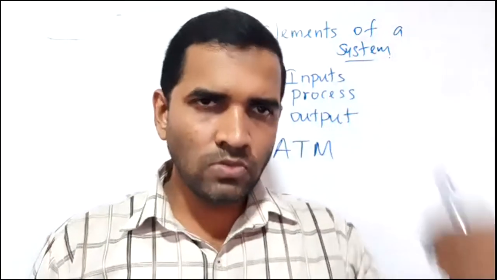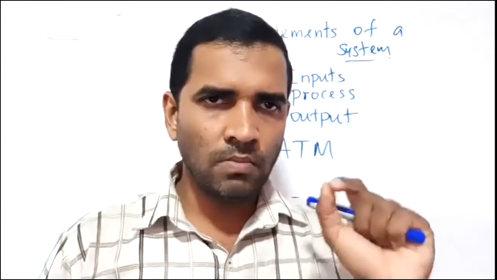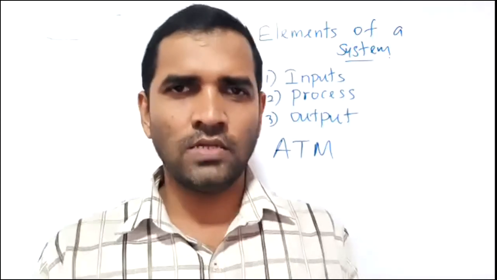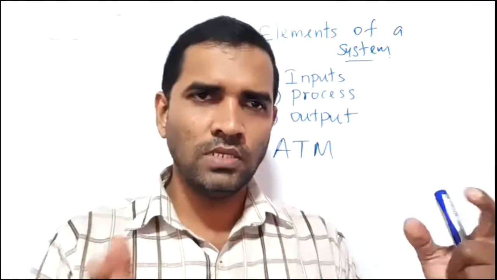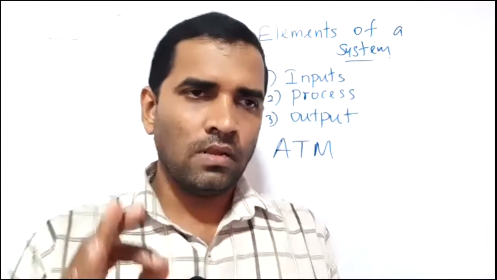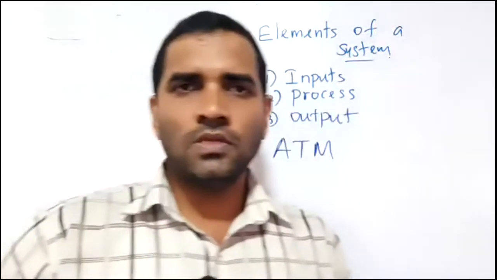Withdrawing money from an ATM is a task. To do that task, the parts in the ATM work together. Even though we don't know the exact parts which are kept inside, we can understand there should be parts, because an ATM looks like a computer. So definitely there are parts inside. I'm not going to justify whether it is a system or not. That is not the point. But let's understand these three things: inputs, process, and output.